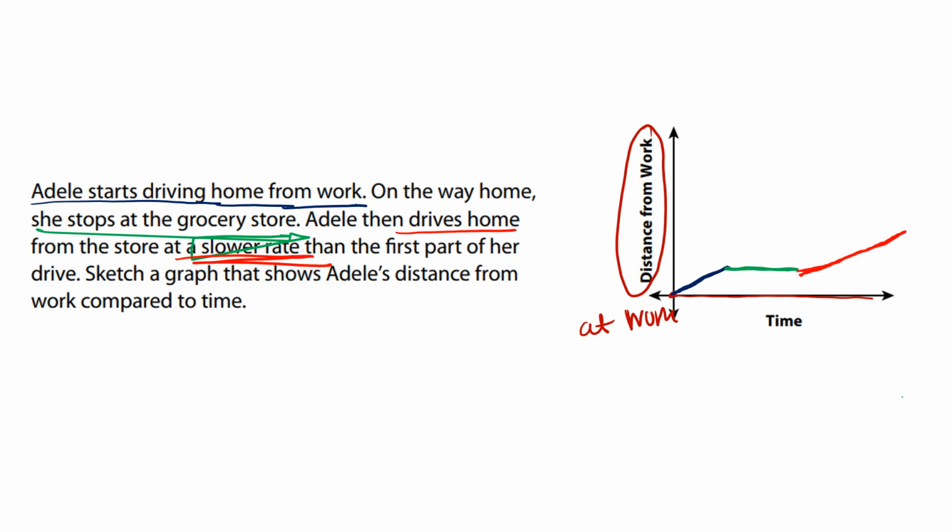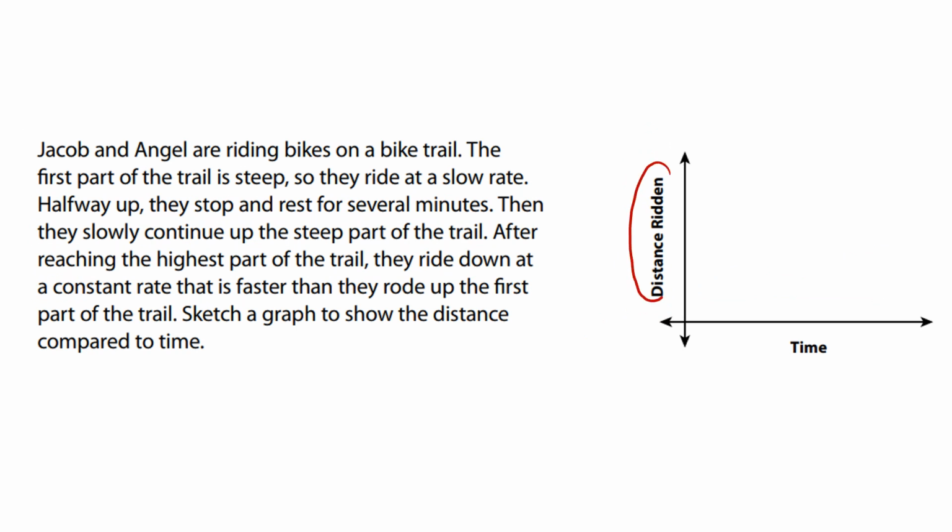So for this graph, we're talking about distance ridden. Remember, this point down here at 0 is going to be 0 distance. So that means they haven't gone anywhere. We can use this information to read the story and plot our graph. Jacob and Angel are riding bikes on a bike trail. The first part of the trail is steep, so they ride at a slow rate. A slow rate means it goes up slowly.